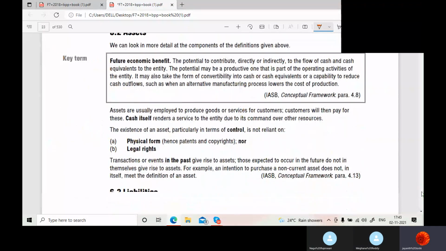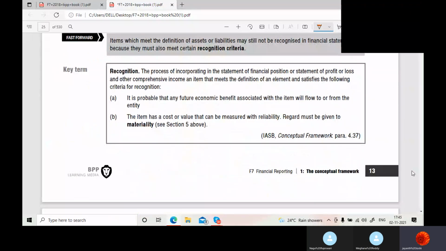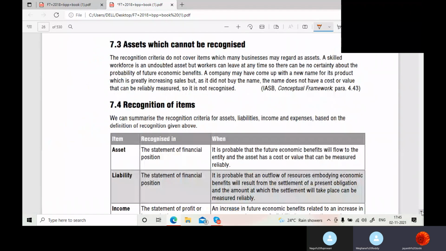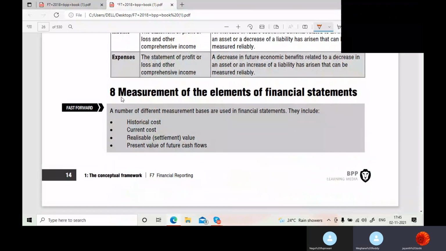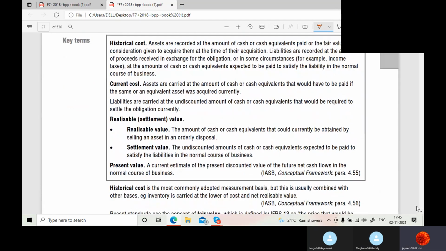Now almost all done. We are into the last page, the conclusion part of this chapter. See, recognition criteria is done. Now only the measurement basis is what we have to do. So measurement of elements of financial statements. A number of different measurement bases are used in financial statements. So the items in the statements can be shown at historical cost, current cost, realizable value, present value of future cash flows. So historical cost means the cost at which you bought it. You can show at that cost. Are you understanding what I'm saying?